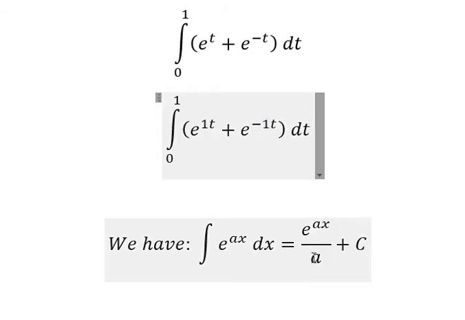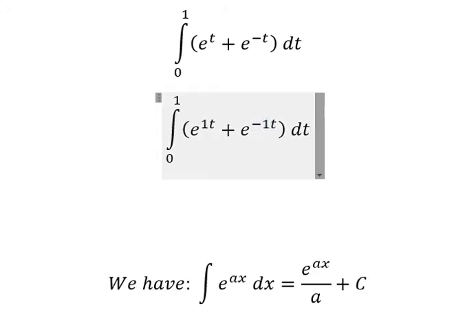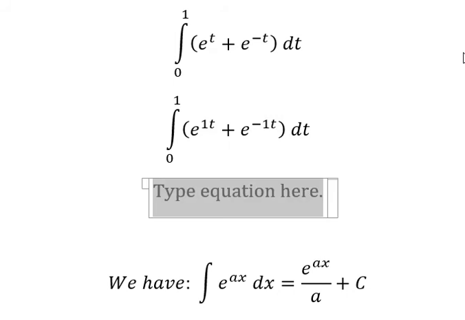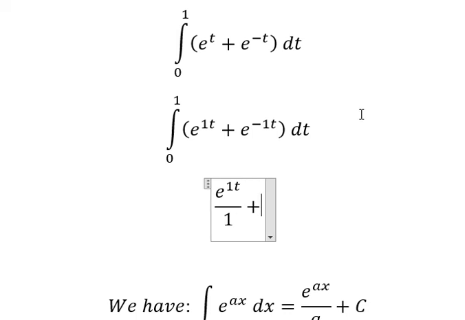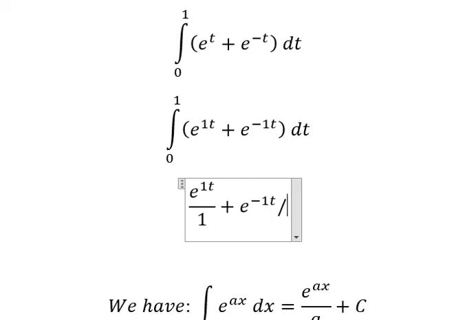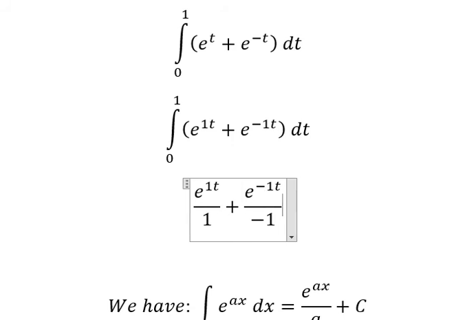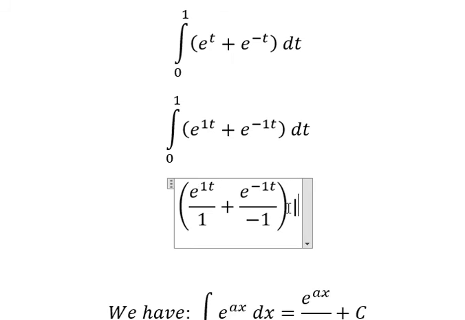If we apply this formula in here, you will have e to the power of 1t over 1. Similar for the second one: negative 1t over negative 1. And we can put the limits in here, from 0 to 1.